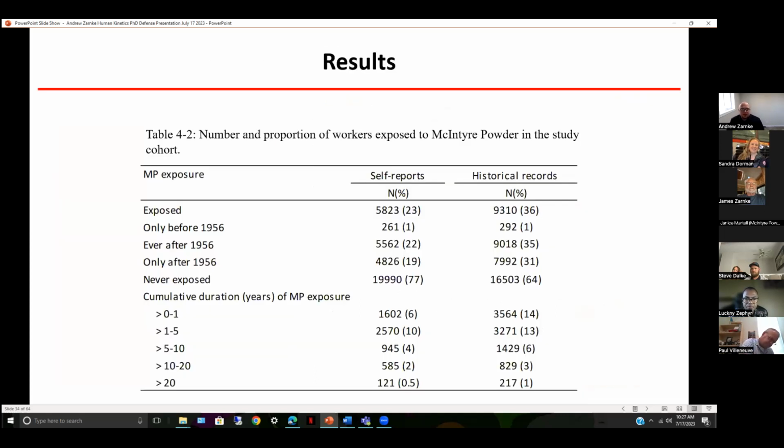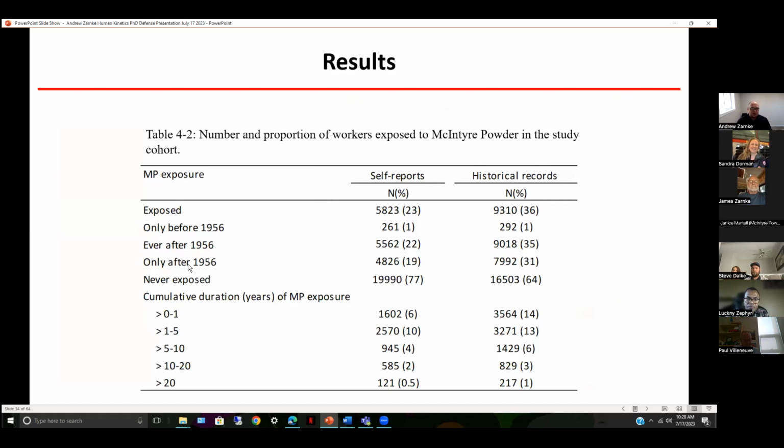So here's an overview of a comparison of the two different exposure assessment approaches, self-reports and historical records. You can see that there is a slightly larger proportion of exposed workers with the historical exposure assessment.